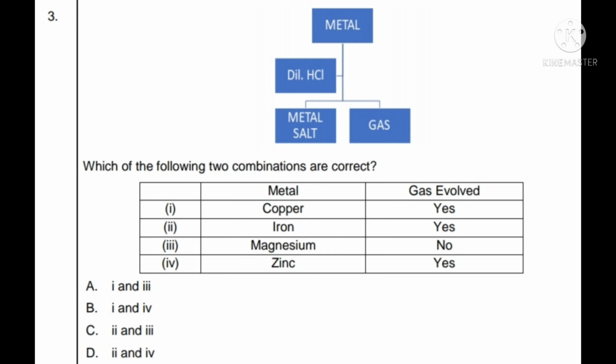Question number 3. Metals when react with dilute hydrochloric acid gives metal salt and gas. Which of the following 2 combinations are correct? Copper when react with dilute hydrochloric acid, gas is evolved. Second one, iron also gas evolved. Third one, magnesium not evolved. Zinc also evolved. Option A, 1 and 2, B, 1 and 4, C, 2 and 3, D, 2 and 4. Here the correct answer is option D, 2 and 4.